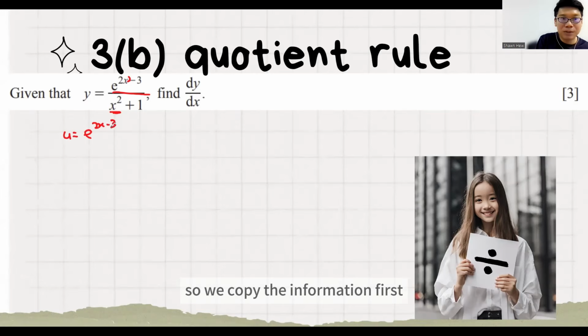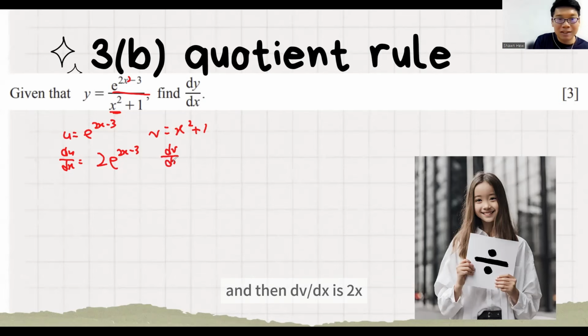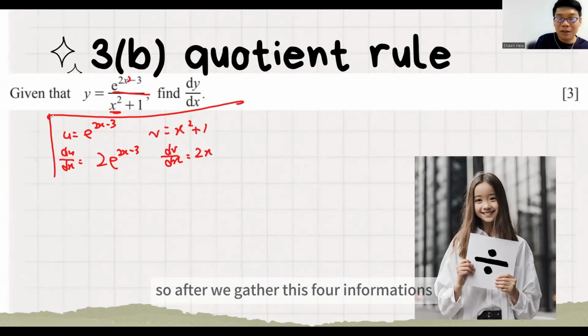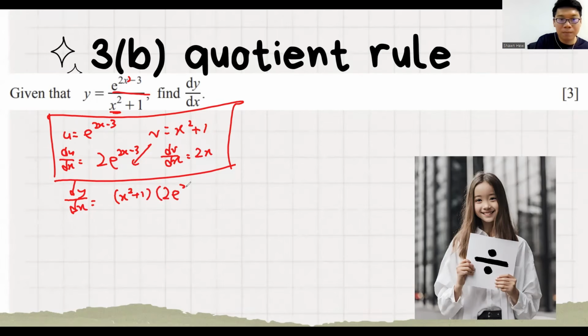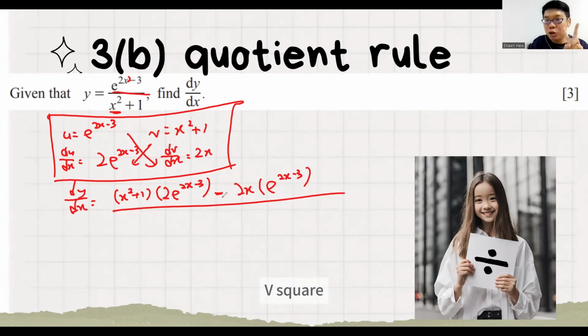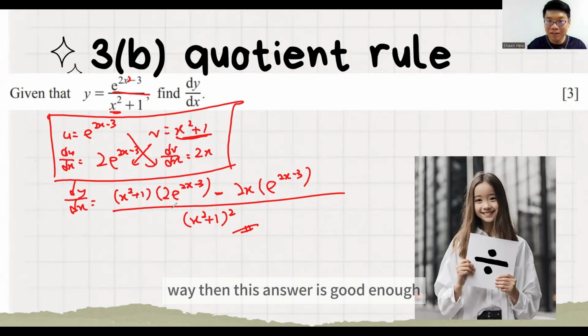So we copy the information first. Then du/dx equals, we copy e^(2x - 3) and differentiate 2x - 3 will be 3. And then dv/dx is 2x. So after we gather these four pieces of information, dy/dx is, we start from v times this. Quotient rule, so it's a minus this times this, divided by v squared. If the question does not specifically ask you to write in any specific way, then this answer is good enough.